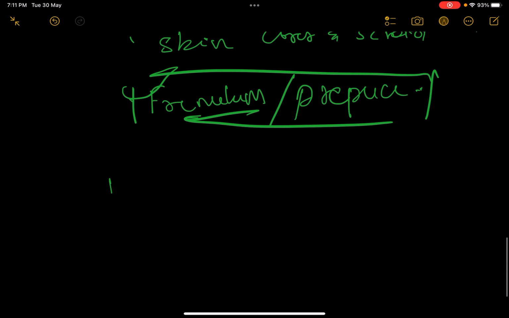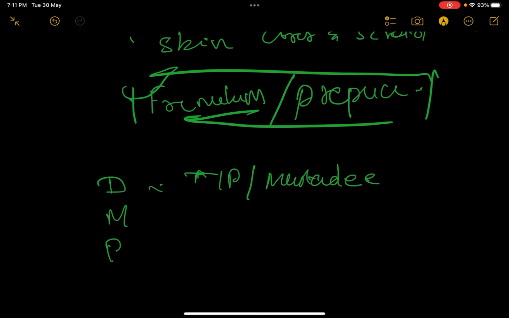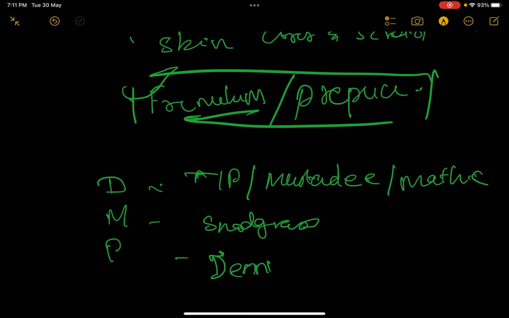Just the names for the distal, mid shaft, and the proximal. For distal, you want to go for something called a TIP, or a Mathieu procedure. For a mid shaft, you want to go for a Snodgrass procedure. And for obviously the proximal, you want to go for a Dennis Browne repair. Very interesting, Dennis Browne repair. Or your Thiersch-Duplay.